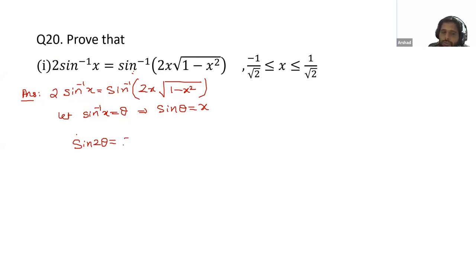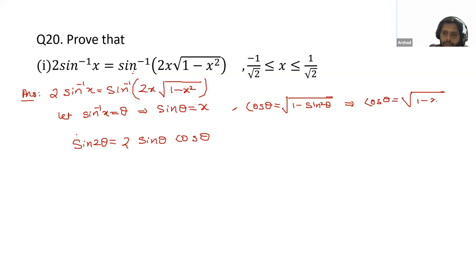Now sine 2 theta is what? 2 sine theta into cos theta. Now sine theta is this, so anyone can tell me what is cos theta then? Can we do this directly? Cos theta is under root of 1 minus sine square x. We have that method, we can also use the triangle method, taking hypotenuse, perpendicular, base. Or we can use this one. So cos theta is equal to under root of 1 minus sine square, x squared.